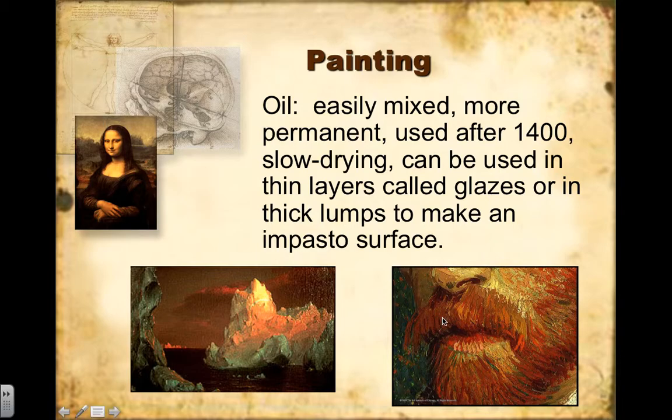The one on the right side is a snapshot of a Van Gogh piece, which is very thick. You can see all of the different brush strokes or even paint knife strokes. And the one on the right or left is a very thin example of glazing.